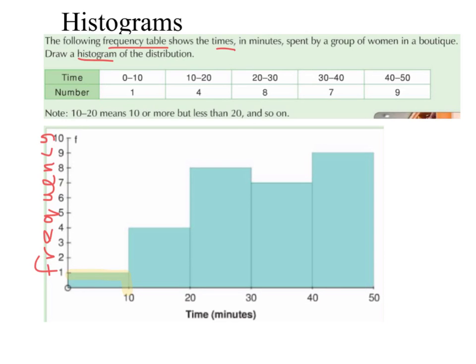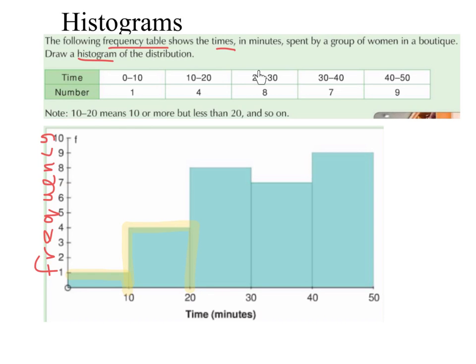Our next interval from 10 to 20 goes up as far as 4. So at 10, we want to draw a line up to meet 4 on the y-axis. So at 10, we draw a line straight up until we get to where we're level with 4 on the y-axis. And then we draw a line across and a line back down until we get to 20.